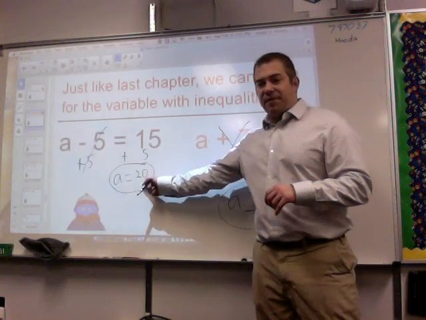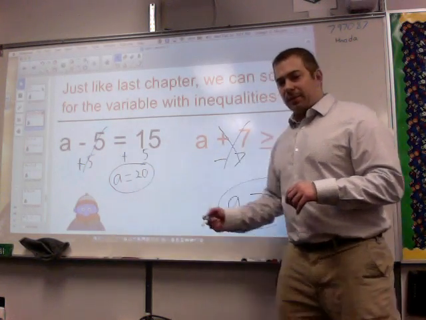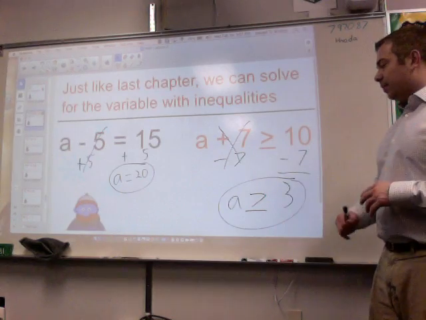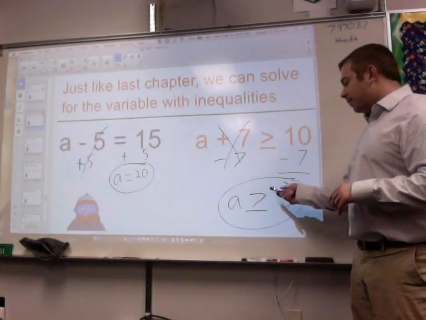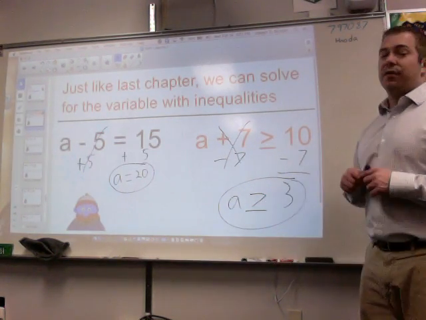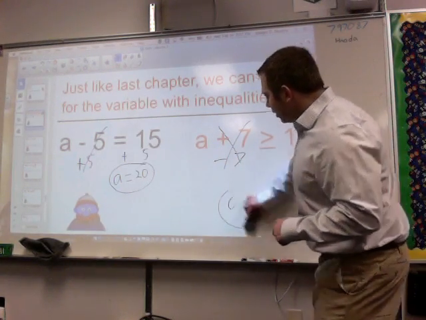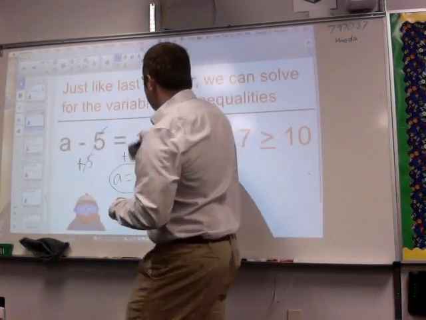Over here, we have a definite answer. A has to be 20. Over here, a does not have to be a certain number. It has to follow the rule. It could be anything equal to 3 or greater than 3. All right? Stay with me here. If it's unclear, it should be clear pretty soon.